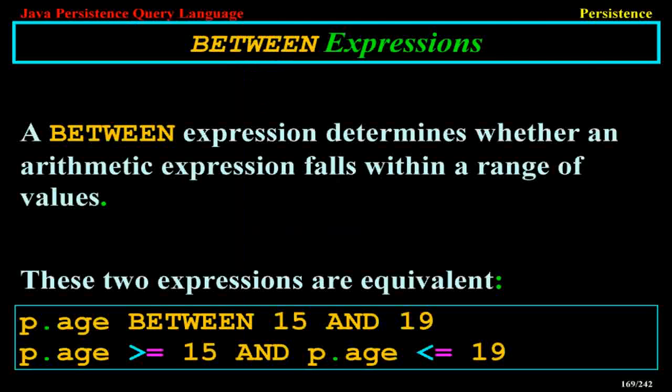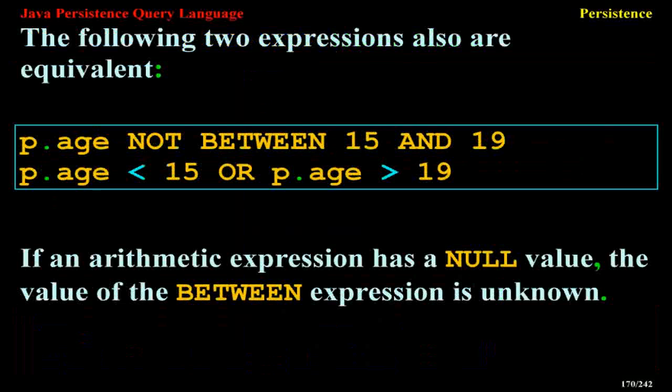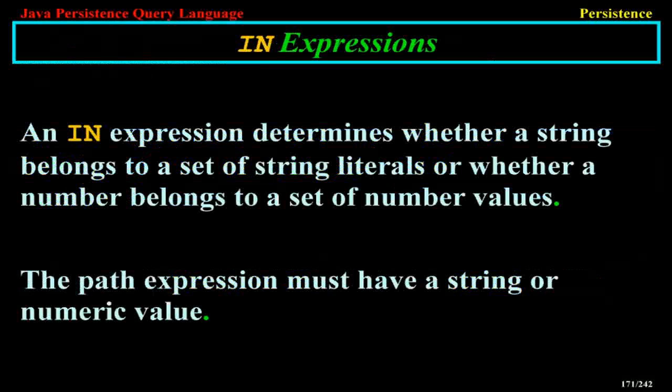Between expressions. A between expression determines whether an arithmetic expression falls within a range of values. These 2 expressions are equivalent: p.age between 15 and 19, and p.age >= 15 and p.age <= 19. The following 2 expressions also are equivalent: p.age not between 15 and 19, and p.age < 15 or p.age > 19. If an arithmetic expression has a null value, the value of the between expression is unknown.